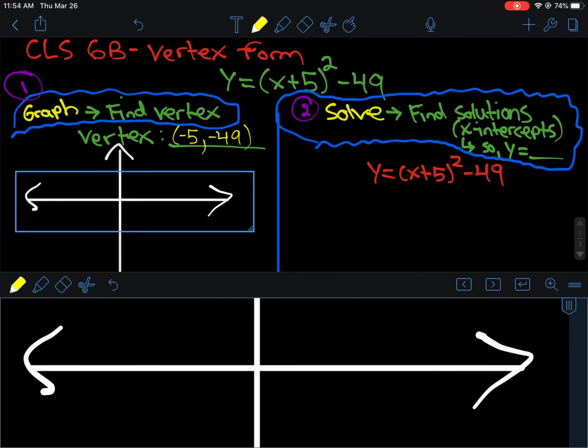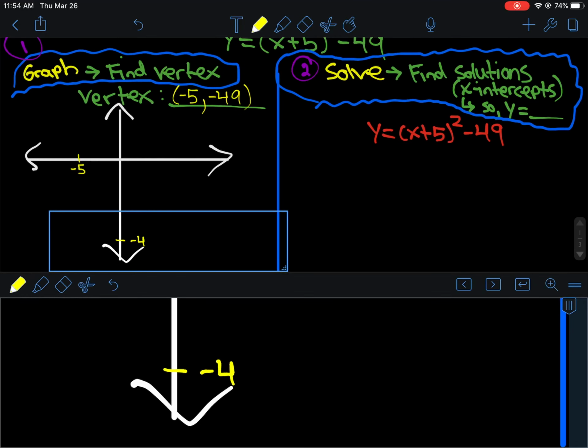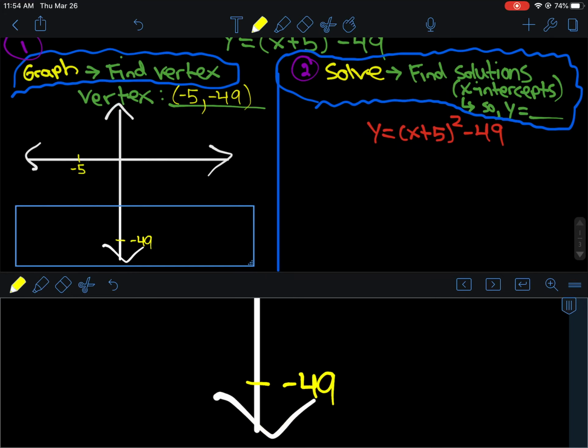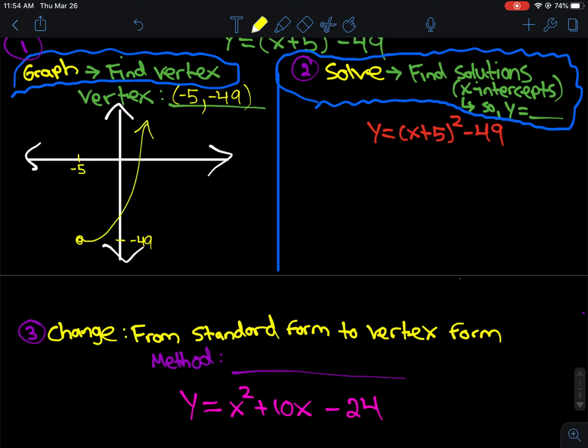I'm just going to eyeball this graph right here. So let's say negative 5 is right there. Negative 49 was right here. We made a table and did all that stuff, but I'm just doing a rough sketch here. I'm just reviewing what we did in class, hopefully reminding you what we did. So again, we graph our quadratic. I know it's opening up because there's no negative in front of the parentheses. That's a rough sketch of that parabola right there. And being able to find the vertex is really important whenever we graph.